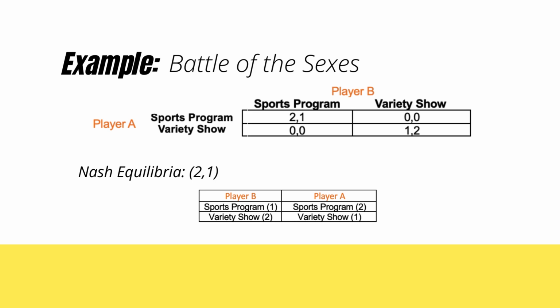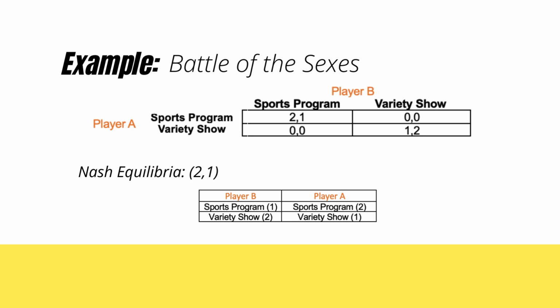The payoff table for the Battle of the Sexes is as follows: Player A and Player B. Satisfaction levels are shown in each cell of this payoff table as numbers between 0 and 2, with Player A's satisfaction level being represented by the first number and Player B's by the second. The payoff table makes it clear that Player A and Player B have opposing tastes. Player A's high satisfaction is achieved when they watch a sports program, while Player B's high satisfaction is achieved when they watch a variety show.